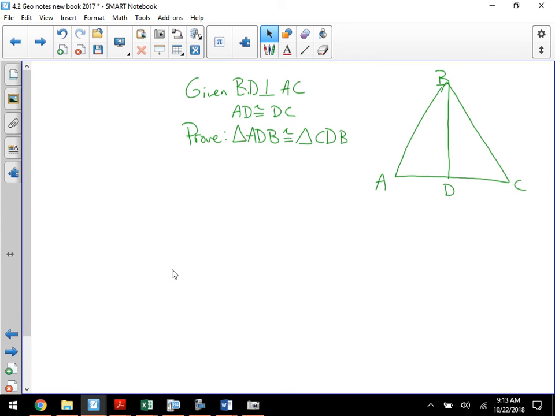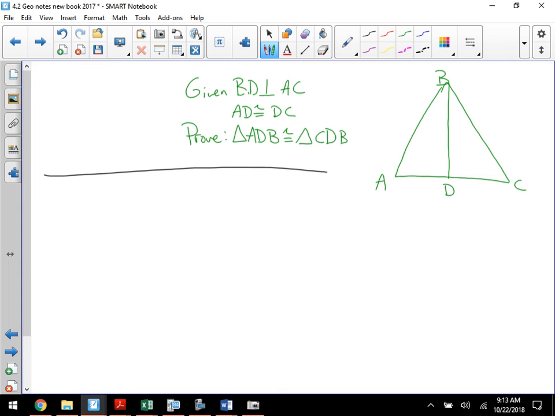When you're given perpendicular, especially now that we're dealing with triangles, that means we're going to have to talk about the two different steps. It's literally verbatim off of your sheet. BD perpendicular AC.